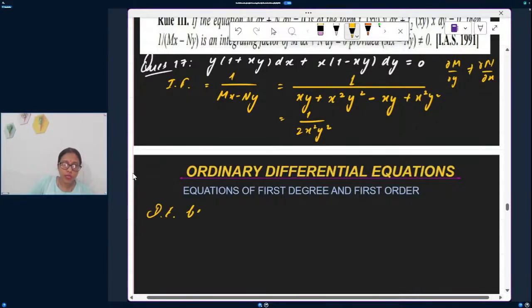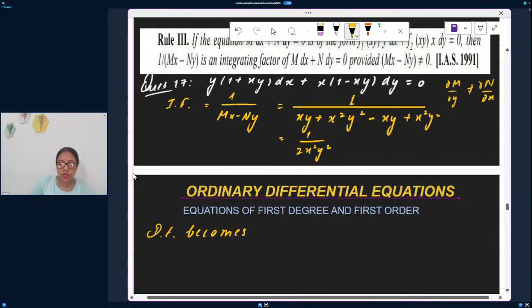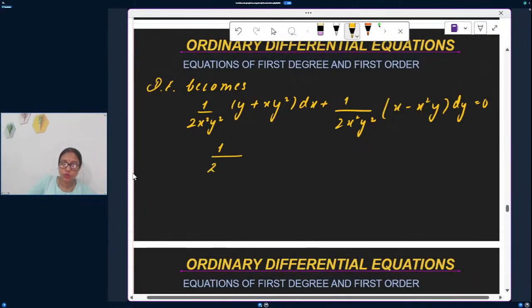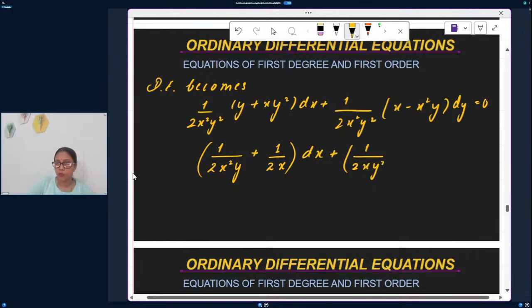So the differential equation becomes, you have to multiply this with your differential equation. 1 by 2x square y square of (y + x square y square... xy square) dx plus 1 by 2x square y square of (x - x square y) dy is equal to 0. So 1 by 2x square y plus 1 by 2x dx plus 1 by 2xy square minus 1 by 2y dy is equal to 0.